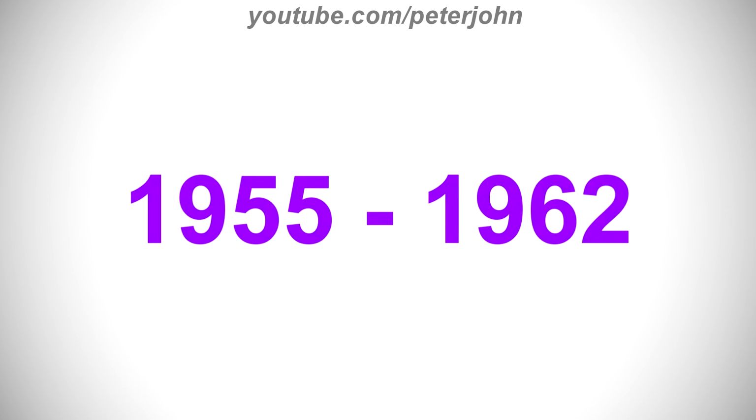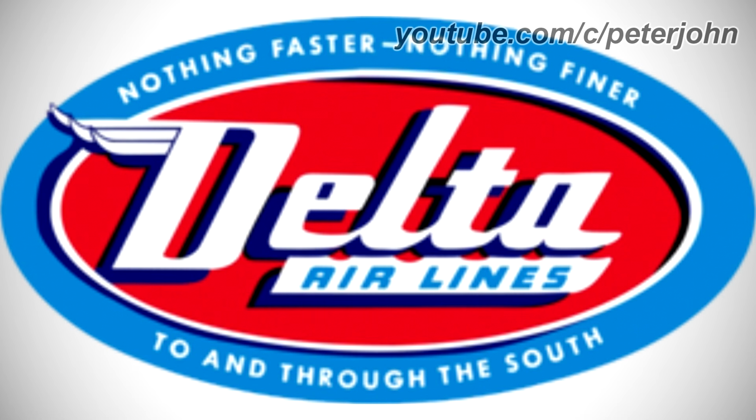Here is a variant. 1955 to 1962, they changed its name back again to Delta Airlines. There is a red shape on a white and blue outline, and on the outline there are the words nothing faster, nothing finer to and through the south in white text, and on the red part there is the word Delta in white text on a dark blue outline, and under it there is a white shape on a dark blue outline, and inside it there are the words air lines in blue text.